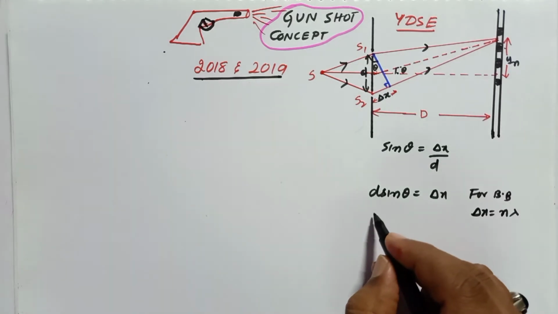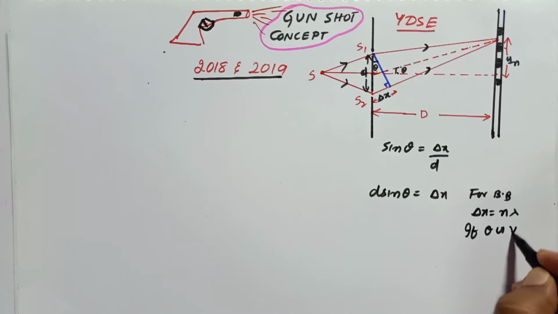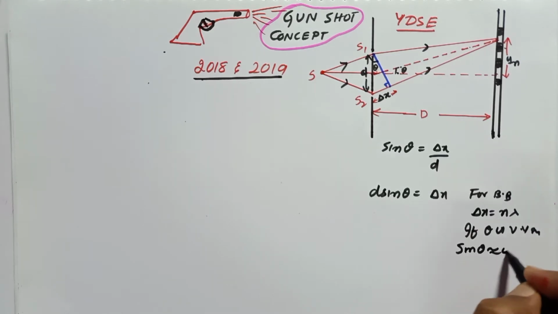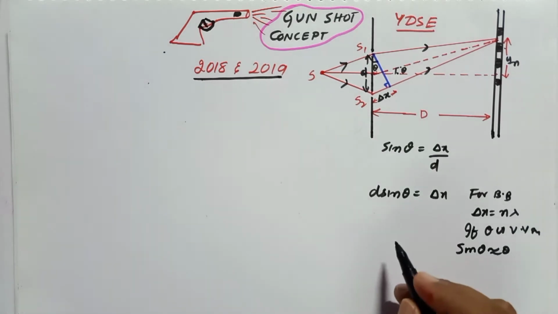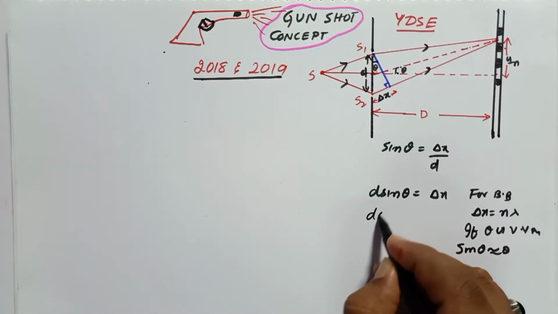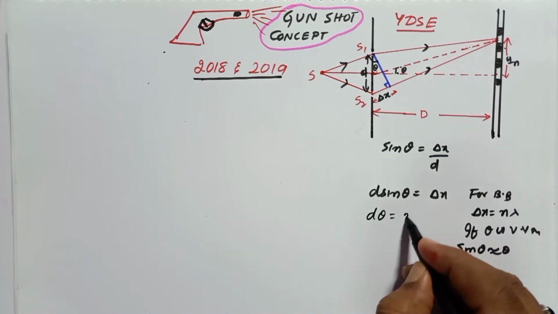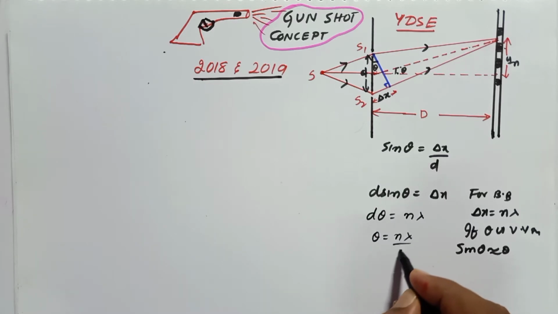Okay, so if theta is very small, you can write sine theta approximately equal to theta. Therefore, we can now write d into theta is equal to delta x, which can be considered as n into lambda. So we can also write theta is equal to n lambda by small d.